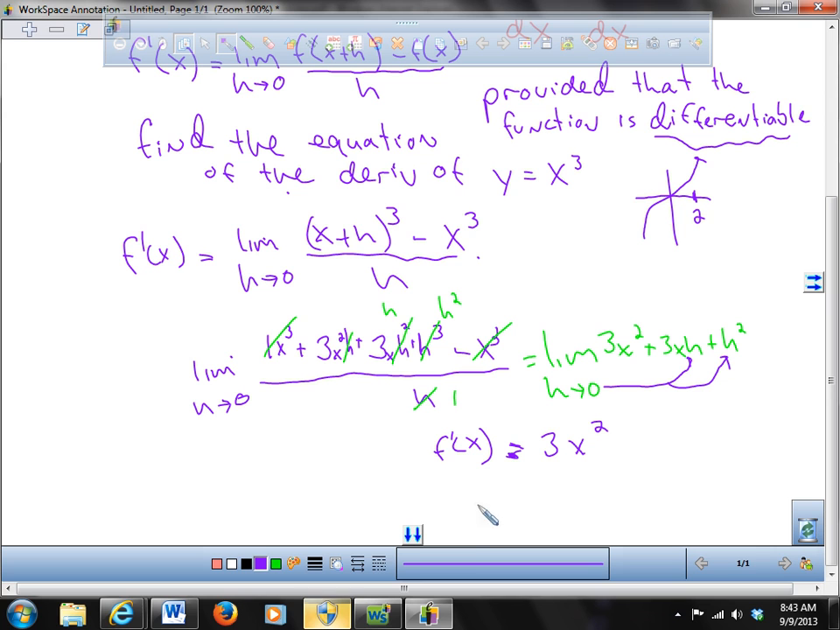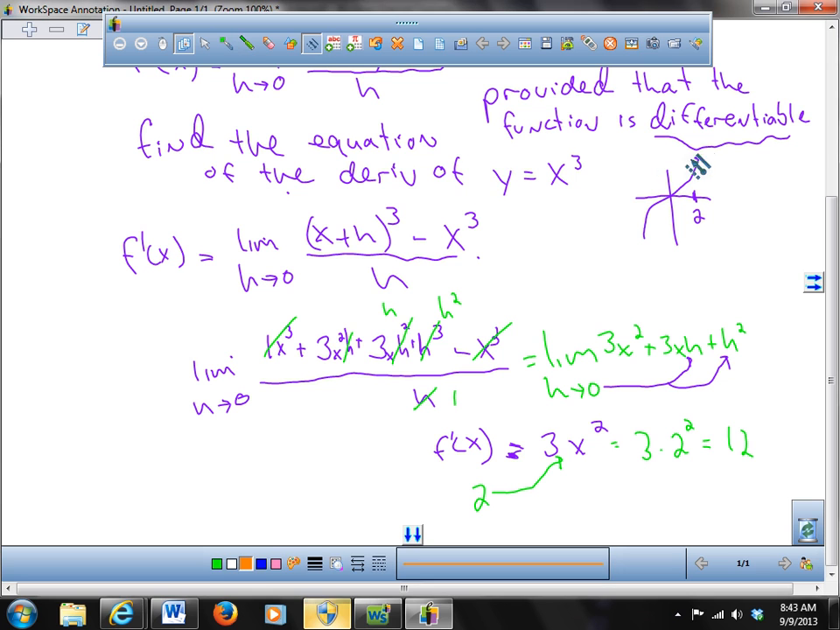Very good. It would be 12. I would take 2, and I would plug it in here, guys, and then I get 3 times 2 squared, which is 12. So as you can see, probably it kind of looks right, because at 2, this curve is very steep, right? I probably didn't draw it to scale. But it's very steep right there, so it would have a steep slope.